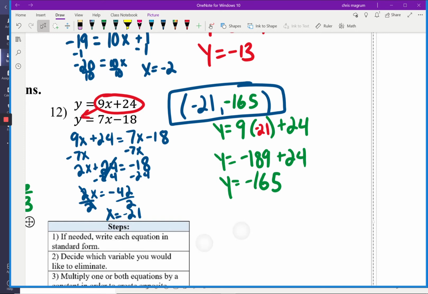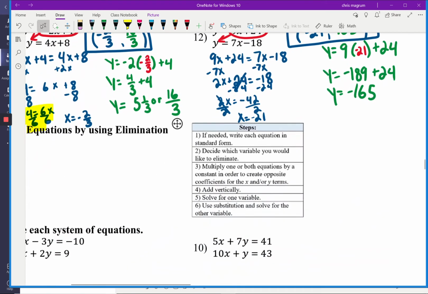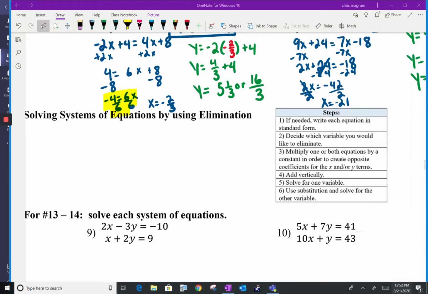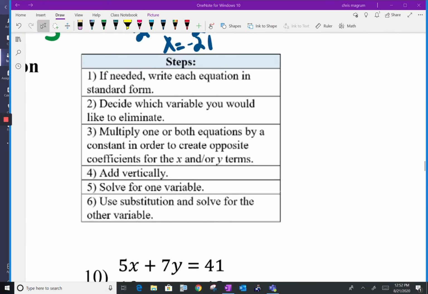Next, we are going to look at elimination. So once again, saving myself some writing, I copied and pasted some steps in here. So when we're solving by elimination, we are going to make sure that both equations are in the same form. Generally, we want that to be standard form. Most of the time, you're given those in standard form, but sometimes you might have to move them.